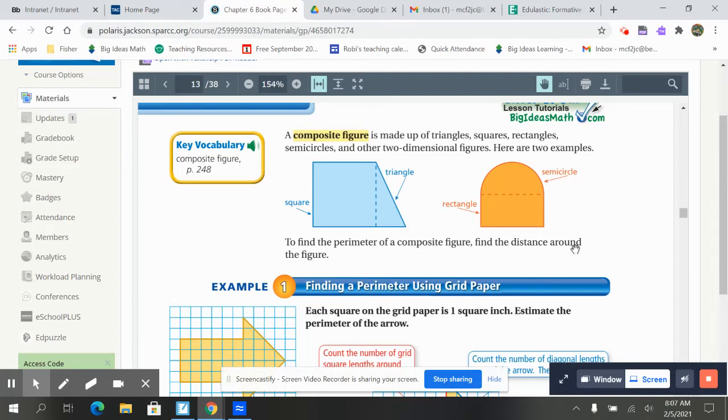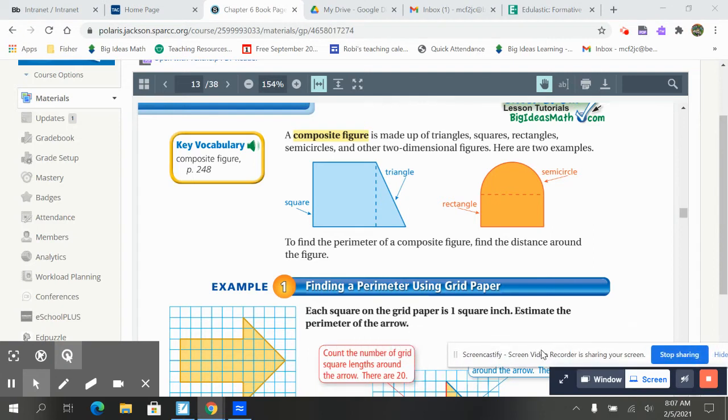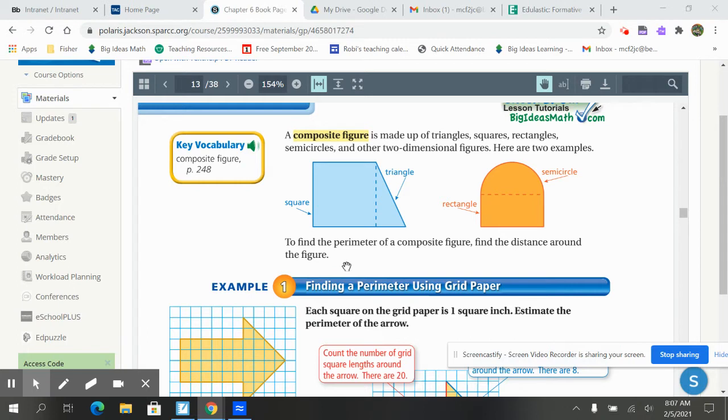All right, so up on the board, get some of this out of the way. Okay, we are dealing with composite figures today.